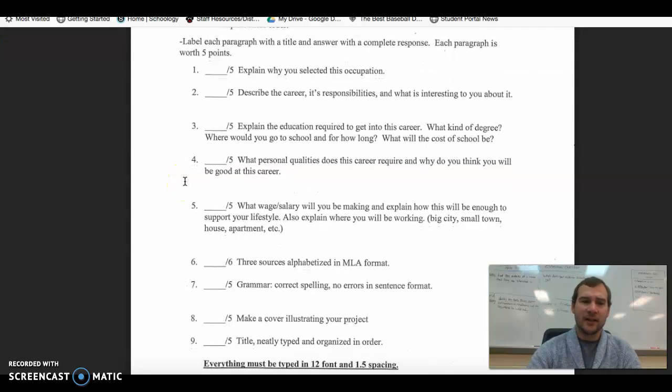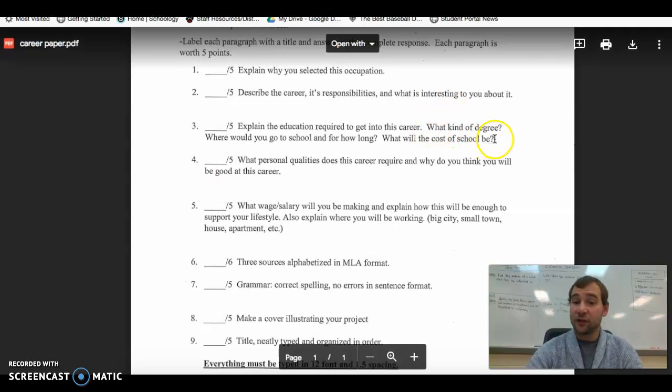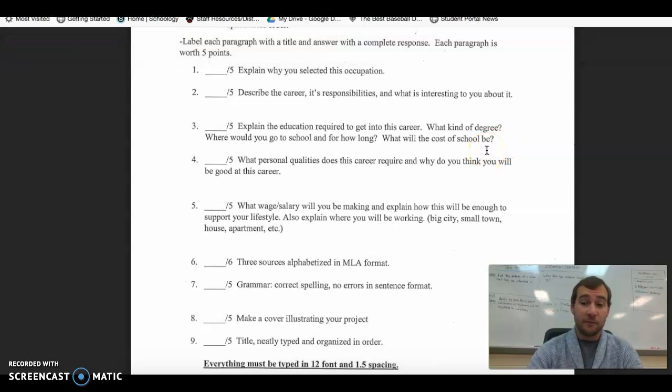The next part is explain the education required to get into this career. What kind of degree? Where would you go to school, and for how long? And what would the cost of the school be? So this is probably your toughest paragraph because you've got to actually do some research. For example, when it says what kind of degree do I need? For me to be a teacher, I need my degree in education. I need my social studies degree, or social studies education degree. So what I would do is go to Google and type in, first, what type of degree would I need for my specific career.